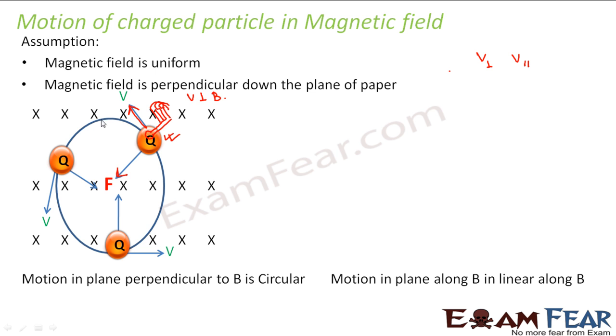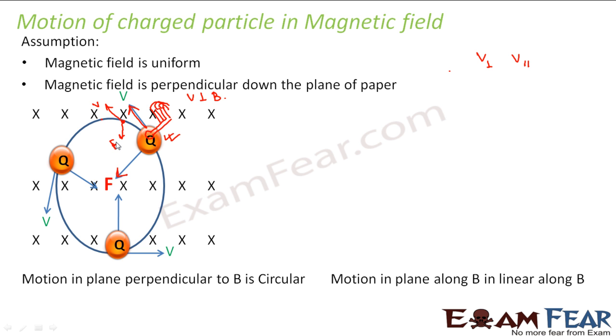Now the particle goes to some other point. Let us suppose now the particle came to this point. Here again, the velocity of the particle will be in this direction. The magnetic field is downward. Again you apply your right hand rule, and your force will be towards this direction. So again that force will bring the particle inward. If you see, the force will always act inwards, and because of this force the particle will end up following a circular path.